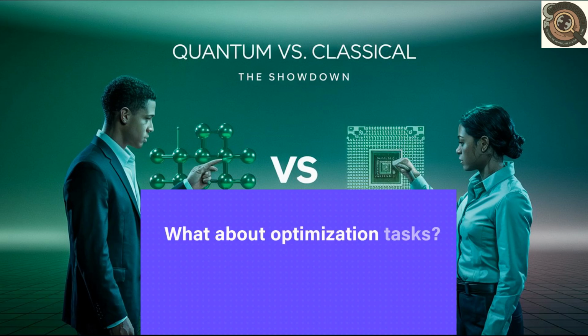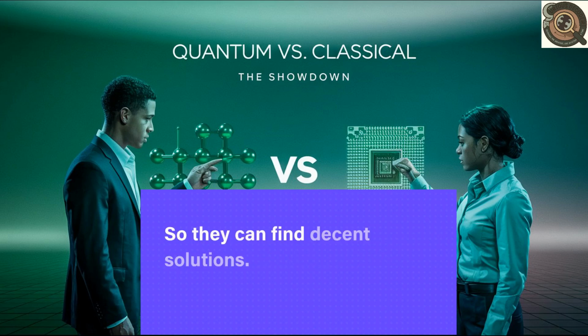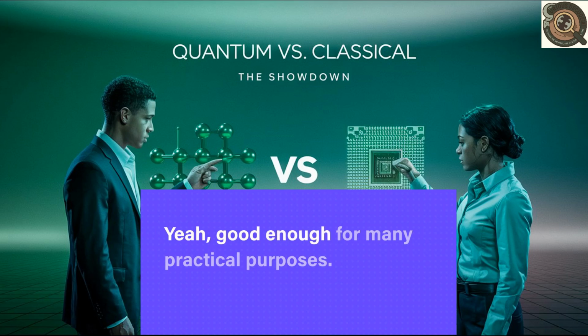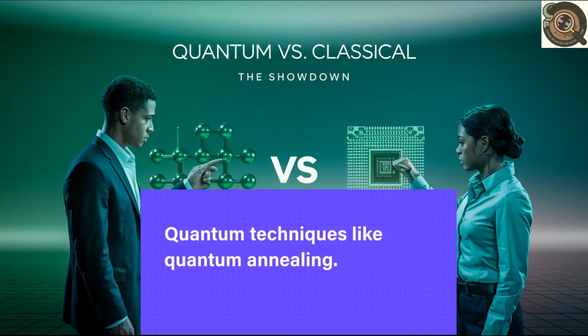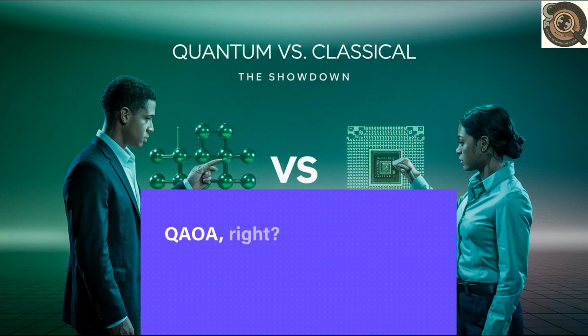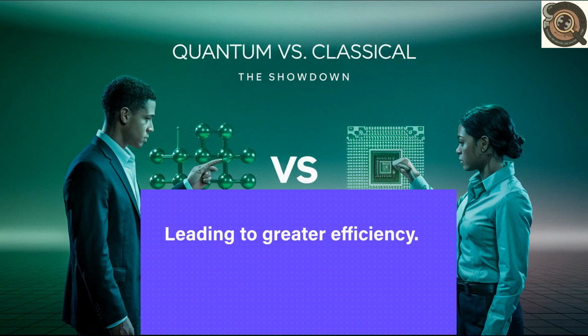Absolutely. What about optimization tasks? Classical computers have good approximation algorithms. So they can find decent solutions. Yeah, good enough for many practical purposes. But for really complex problems with lots of variables, quantum techniques like quantum annealing or QAOA might find even better solutions, leading to greater efficiency. Makes sense.